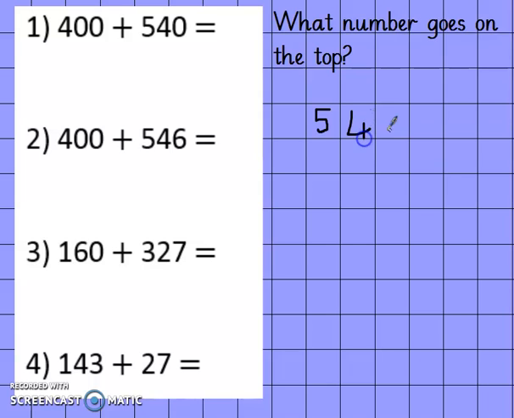540 add 400. So make sure you line it up. Put all the digits in the correct column. And then you can do it like that. 0 add 0, of course, is just 0. 4 add 0 is 4. And 5 add 4 is 9.